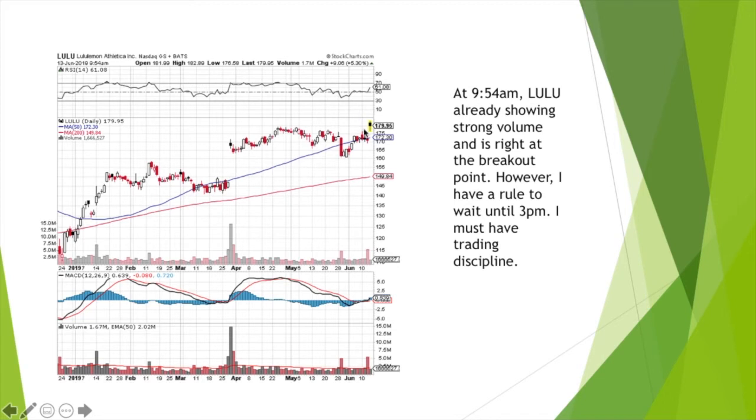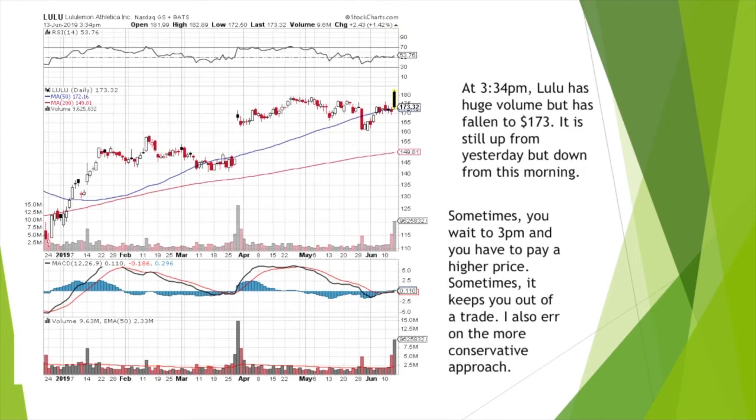But we have to have discipline. We have to wait till 3 p.m. Let's fast forward a little bit. By 3:34, Lulu has the volume, but it's fallen from 173. It opened around 182, 181.99. It went up to 182.89. Here's the little rally here. And now you see it's at 173.32. So it's still up 1.42% for the day, but it's below this 180 breakout range.